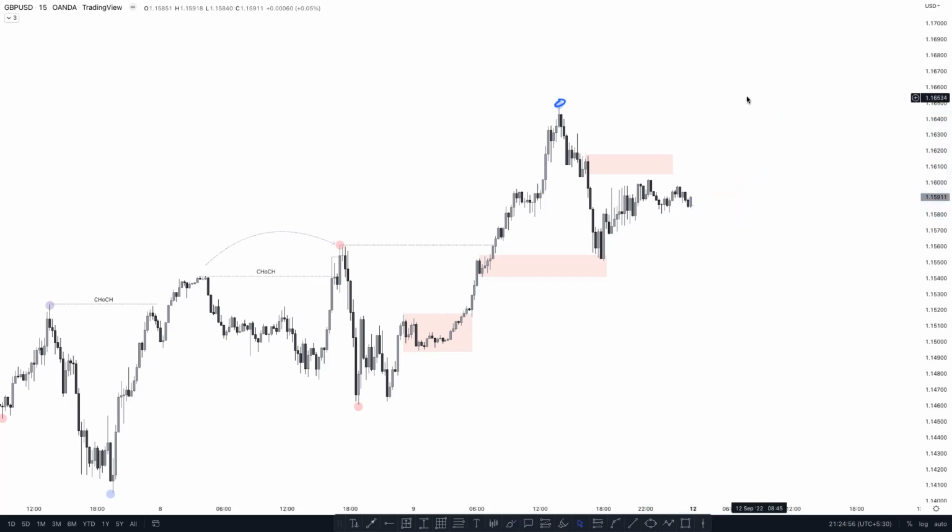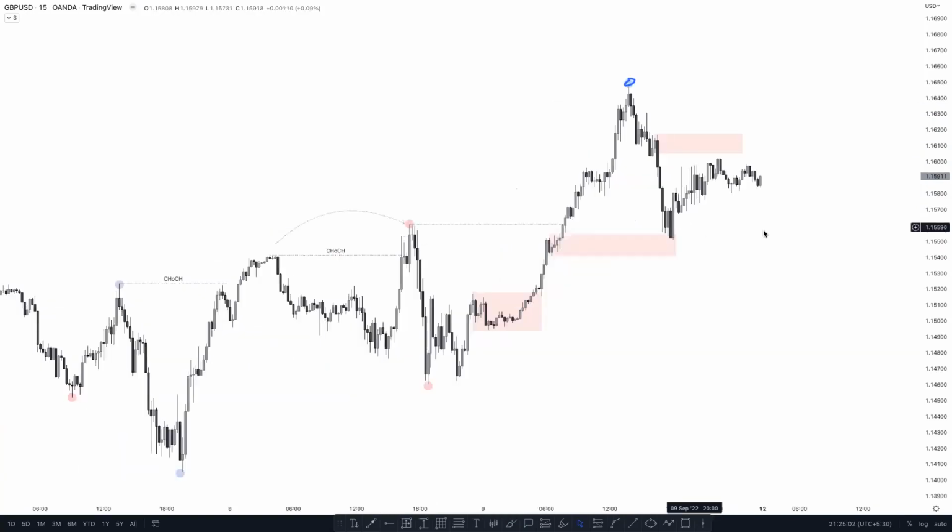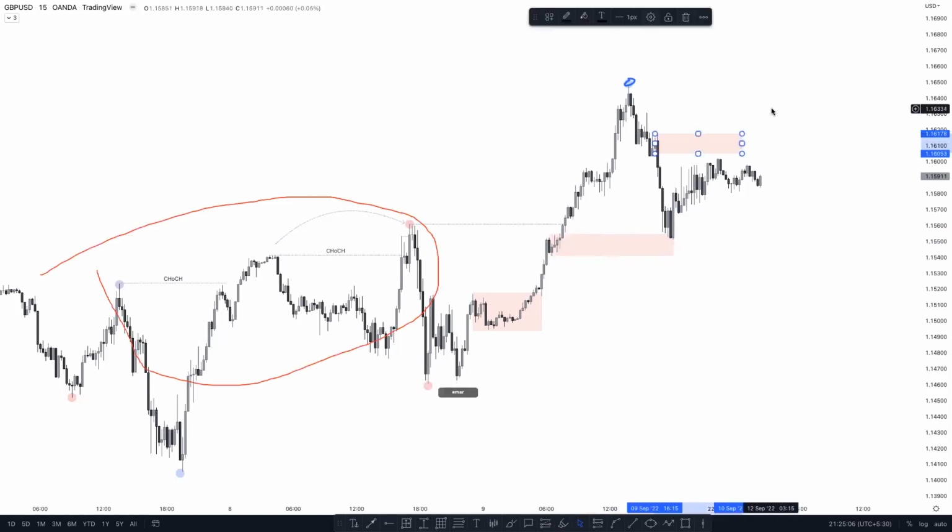So this is a possible scenario in GBP USD in a 15-minute structure, and I hope this is very interesting for the new members especially.